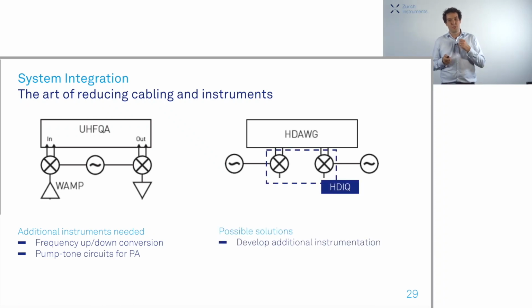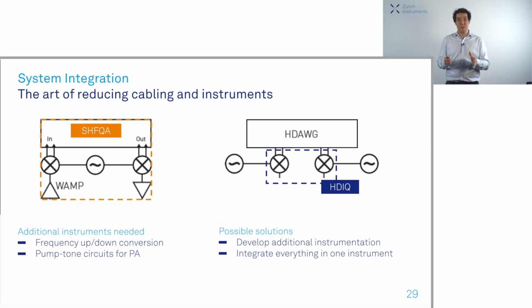The approach that we chose for the up conversion, and especially in combination with our HDAWG, is to combine these instruments in a new instrument or in a new box, which really simplifies the cabling. In this case, we can do up conversion of up to 4 microwave channels using an 8-channel HDAWG. However, if you think about the signal quality which is needed for the UHFQA, this approach is not as simple. What we did in this case is we decided to combine everything into one instrument.